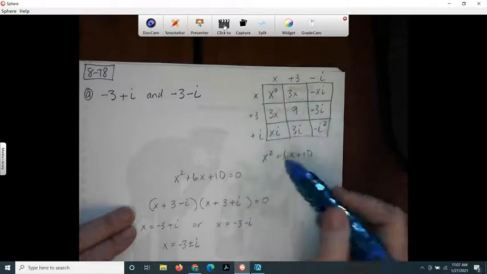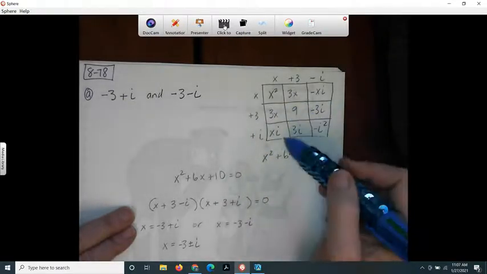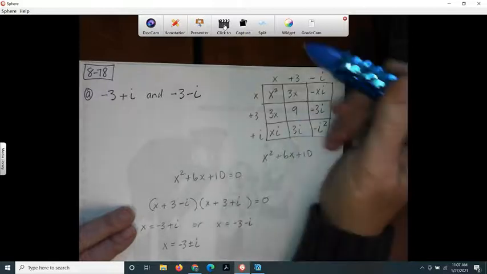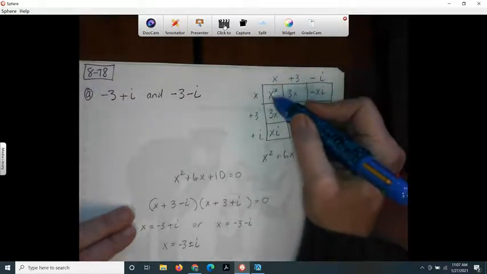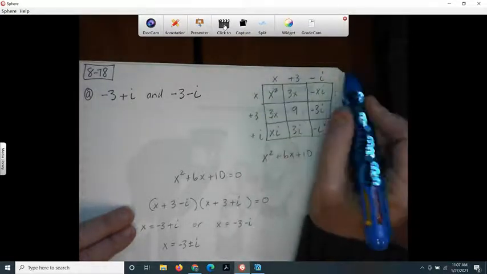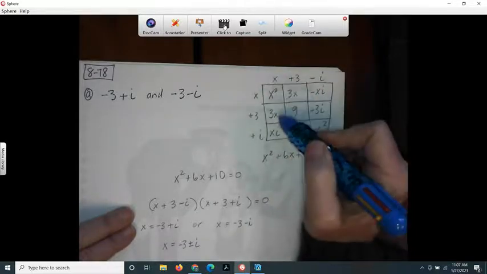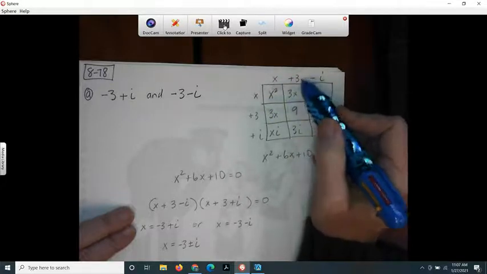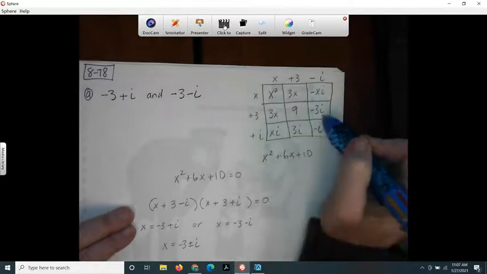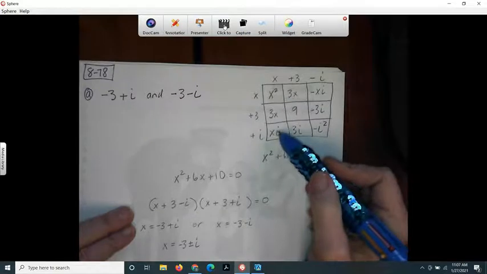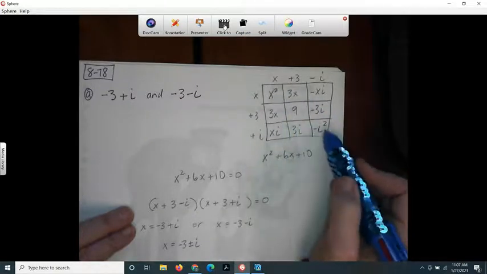You guys have done this many times. You're used to doing them across the bottom, I think. x times x is x squared. 3 times x is 3x. So hopefully you can see what I've done here. Each one of these boxes is a product. 3 times x, 3 times 3. See that? Make sure you understand where these numbers are coming from.